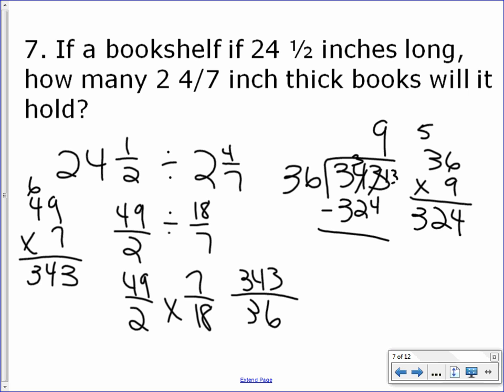So I'm going to say, if there's a remainder, that's not a whole book. Okay? So there's 19/36 left over, but how many books will it hold? The answer is 9. The fraction part doesn't matter. They want to know how many books.